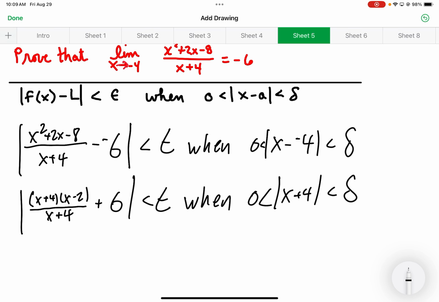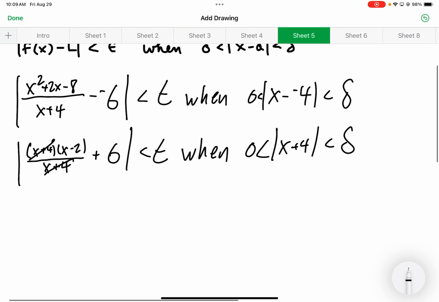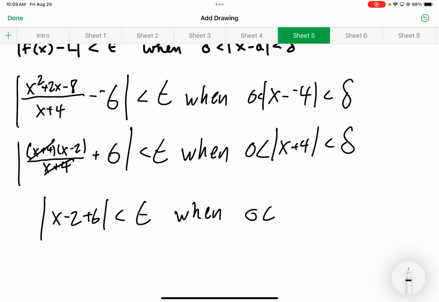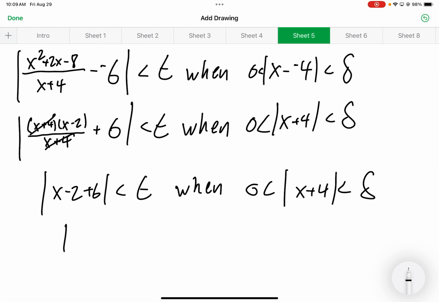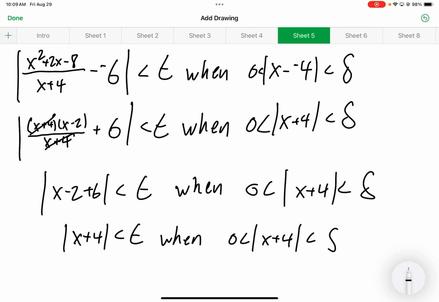What happens on the left side? Nice. Then we get the absolute value of x minus 2 plus 6 less than epsilon when 0 is less than the absolute value of x plus 4, which is less than delta. We do a very simple combination: x minus 2 plus 6 gives us x plus 4, right? Yes, that's what we're after. We want to show that those absolute value expressions are the same.